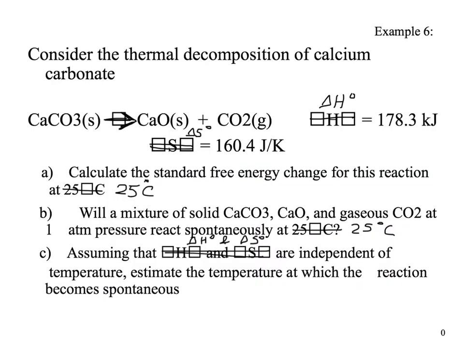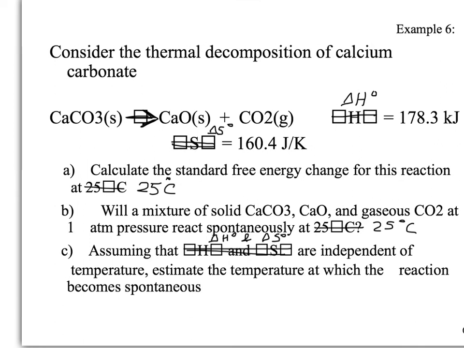The first one is: consider the thermal decomposition of calcium carbonate, and it's decomposing to give you CaO and CO2. Delta H naught is given to be 178, delta S naught is given to be 160.4. You have to do several things. Calculate the standard free energy change for this reaction. That means you have to determine delta G naught. So hopefully you can see that all you have to do is delta H minus T delta S. Values are provided, temperature is provided, it's basically plug and chug. And then they ask you, will a mixture of solid CaCO3 the way it is going to react spontaneously? And if not, then you have to estimate the temperature at which it is going to happen. So we are going to take a look at that as well. So let's do one thing at a time.